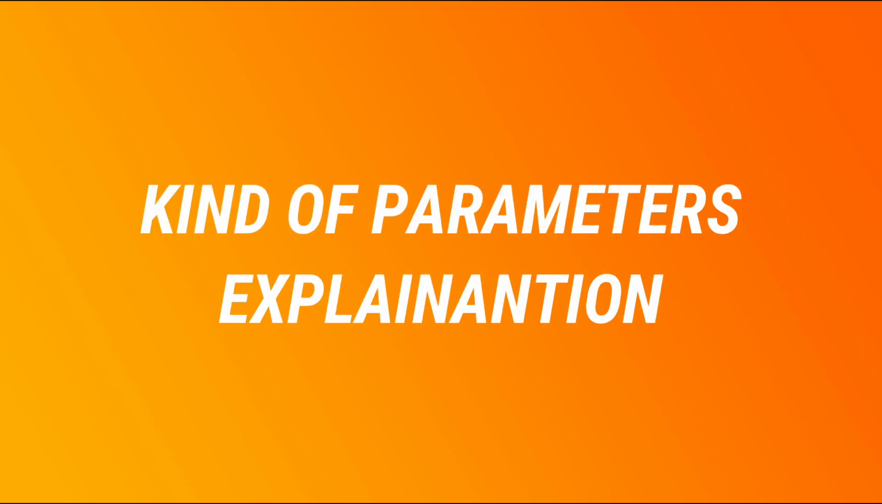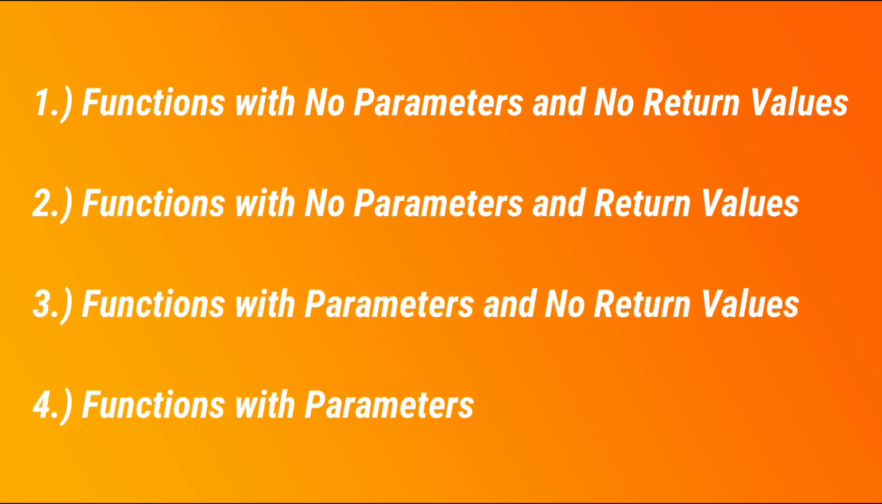So no more waiting, let's continue with our topic, which is parameters, which we discussed in previous videos, and now only see their types. Let's see again that there are 4 types of parameters and return values. First one is a function with no parameters and no return values. Second is a function with no parameters and return values. Third is a function with parameters and no return values. And the last one is a function with parameters and return values.